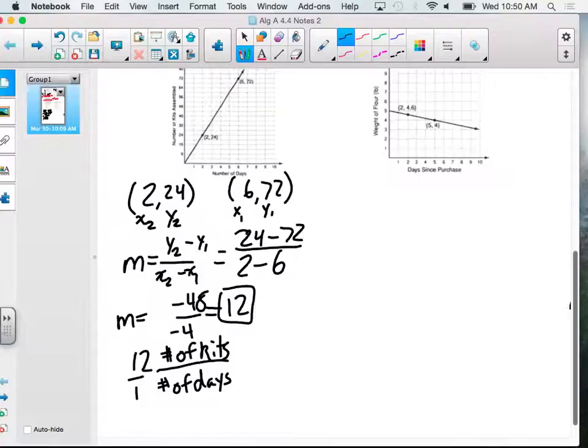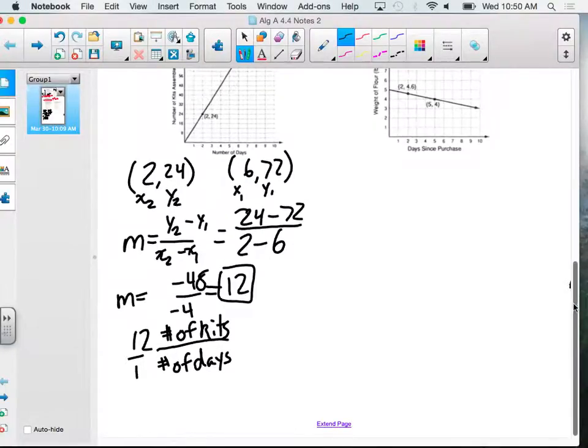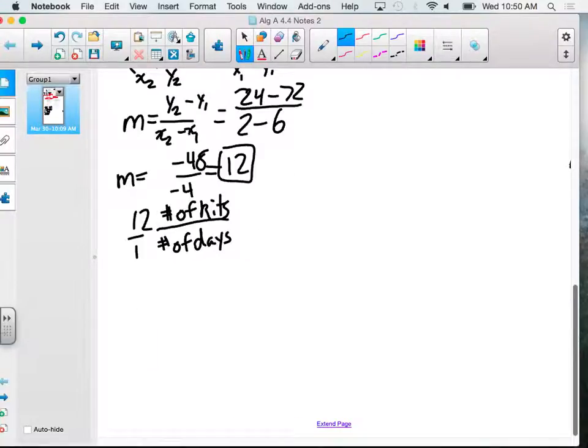So someone tell me what that slope is saying. They assembled 12 kits in one day. Mm-hmm. So every day you're going to make 12 kits. Okay, so once we figure all this out, we're going to describe what it's saying. We're going to write that in a sentence. So I'm going to start you off. The slope represents what?